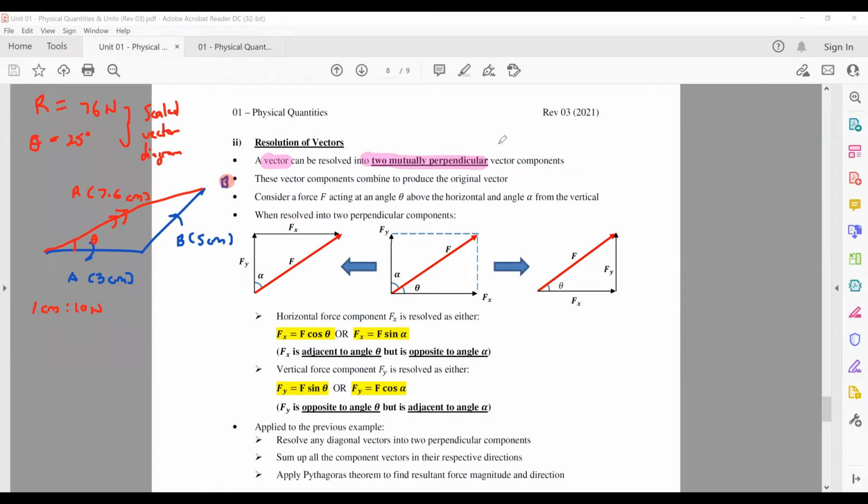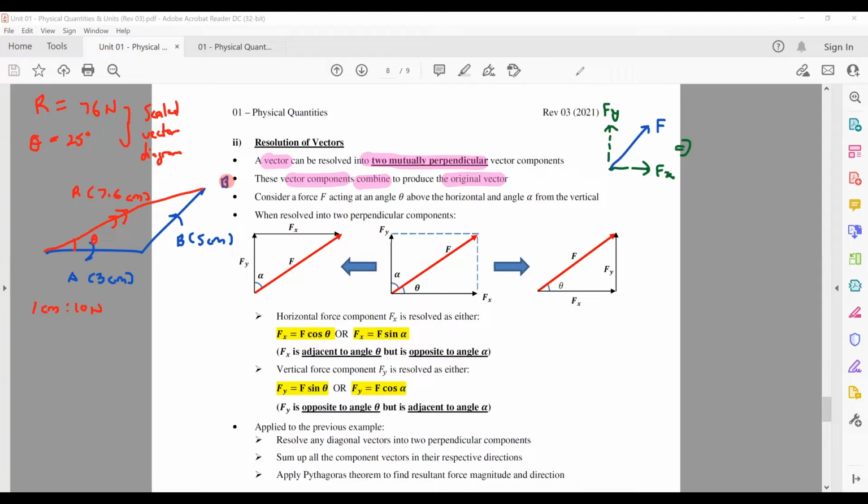It can always be resolved into two components that are perpendicular to each other, such that if you combine these vector components again, you will get back the original vector. What I mean by that is that if, say, you have a particular force, a vector F here, this particular vector can be resolved into two components that are perpendicular to each other, say Fx and Fy.